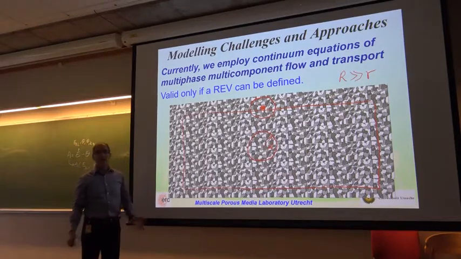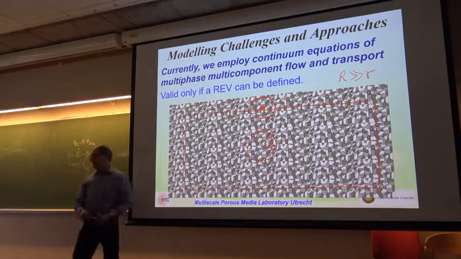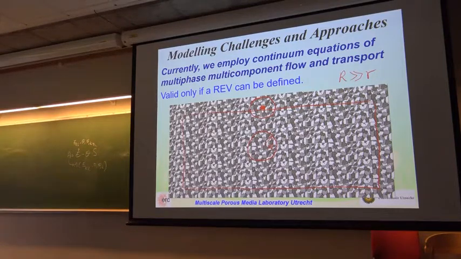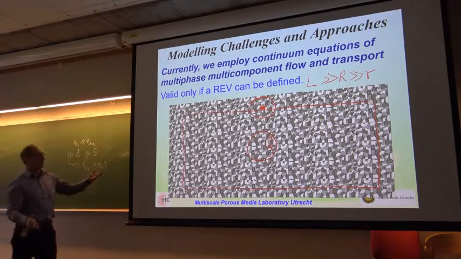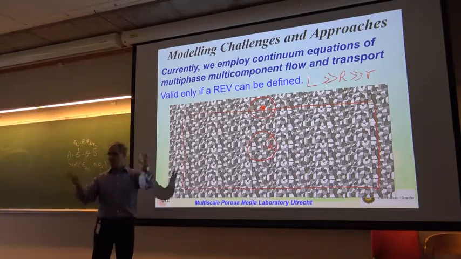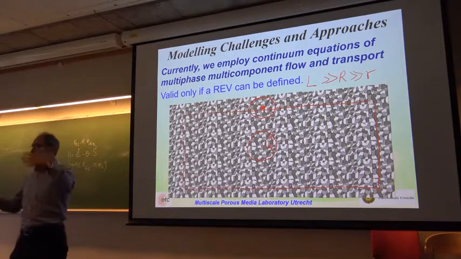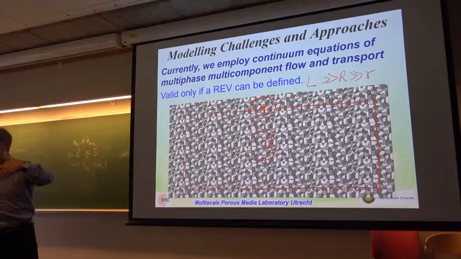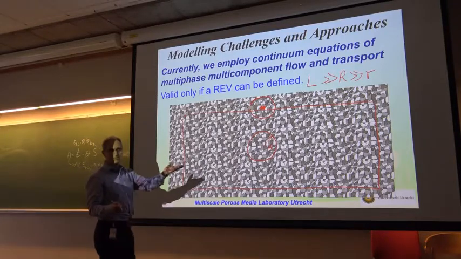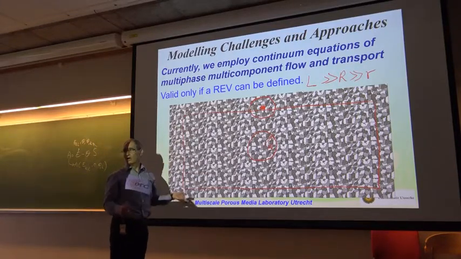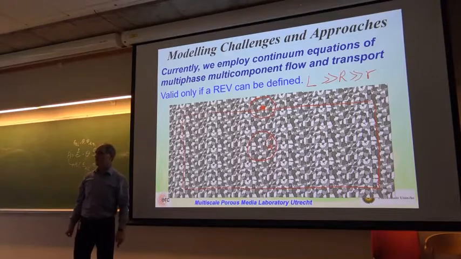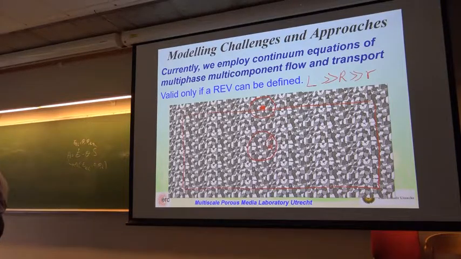And once again, if this capital R is much less than the domain size, let's say shown by L, then that's fine. We have a domain of a meter, and my REV size is a couple of centimeters. Well, that's an acceptable approximation.